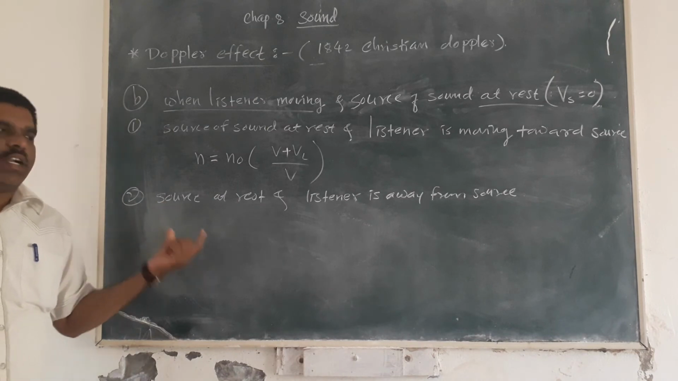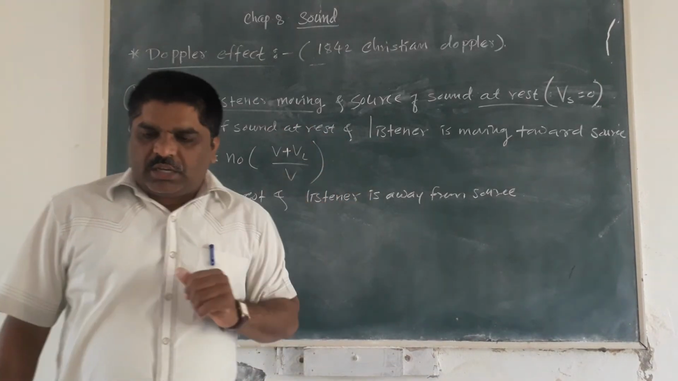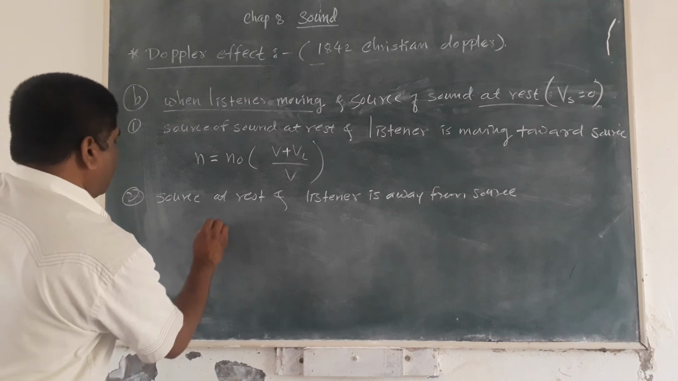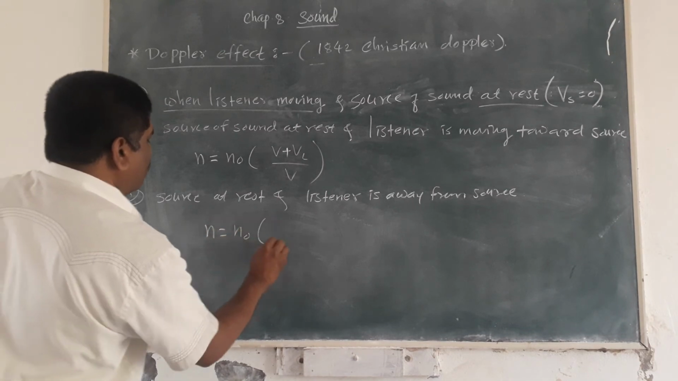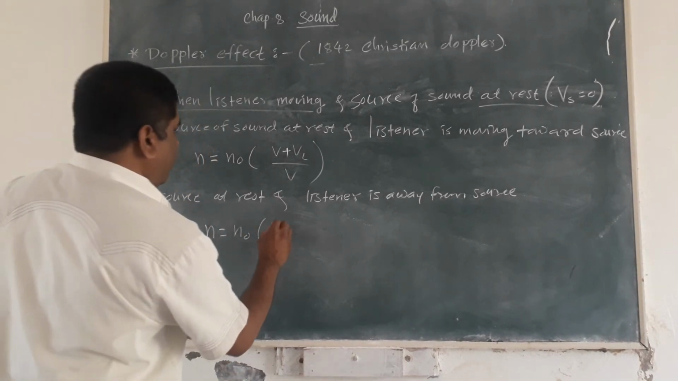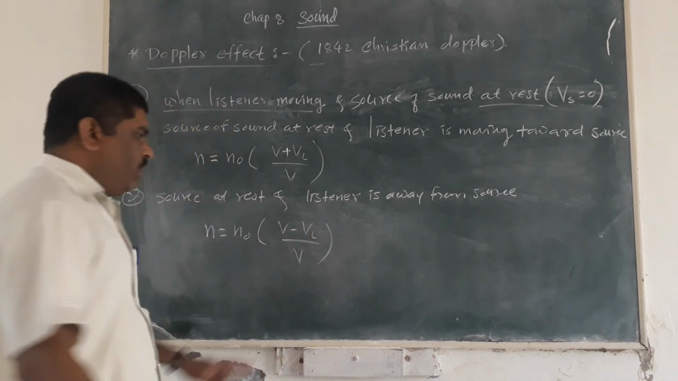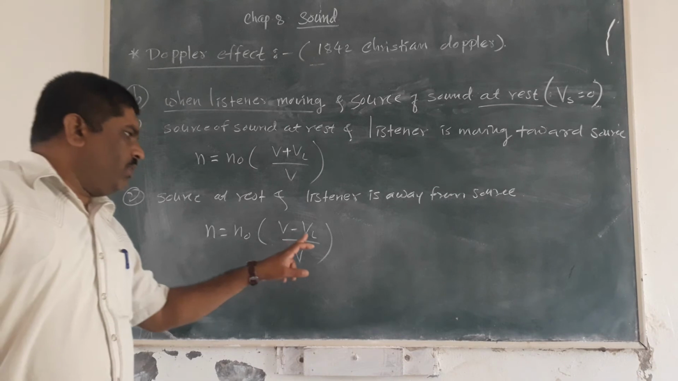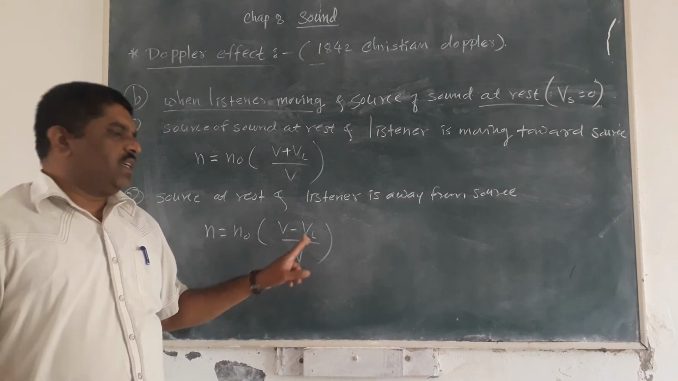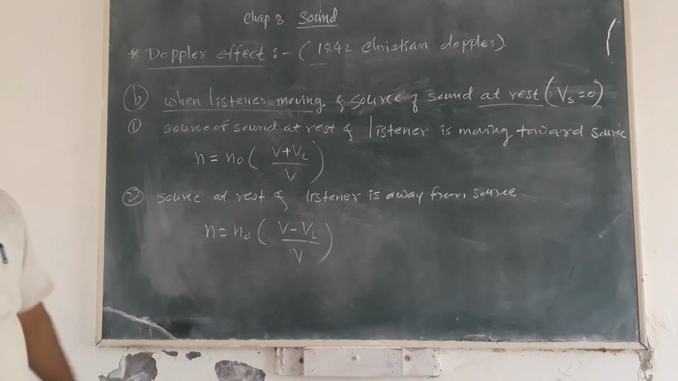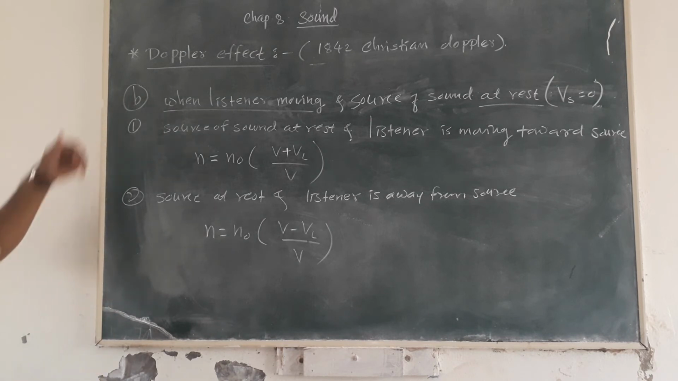Source of sound एका ठिकाणी स्थिर असेल आणि लिसनर त्याच्यापासून दूर जात असेल तर apparent frequency is equal to real frequency into bracket V minus VL divided by V, where V means velocity of sound, VL means velocity of listener, and V means again the velocity of sound. This is the second condition.